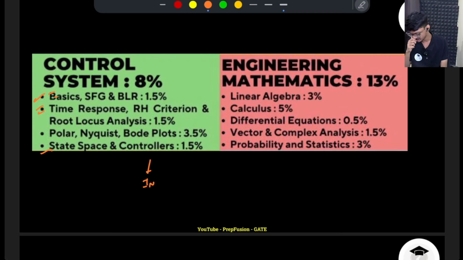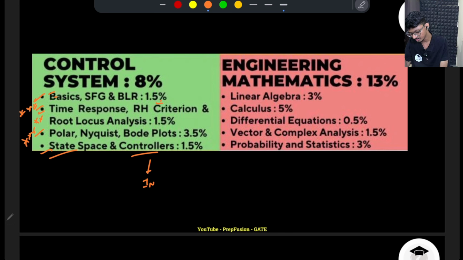So what are the less important? Maybe state space and controllers, if you are an EE aspirant, then this you can put on low priority. And polar, Nyquist, Bode plot, again high priority. This is very important, right? This is a very important topic. Root locus again is very important, I can give it a 2-star. Time response, again it's a 3-star topic. Every year there will be at least one question minimum.